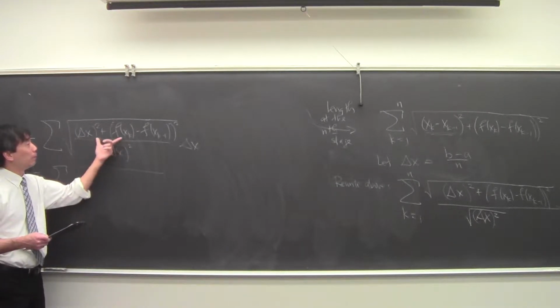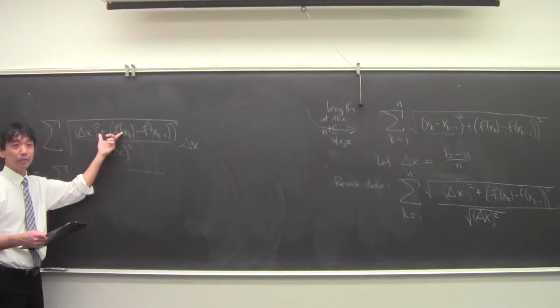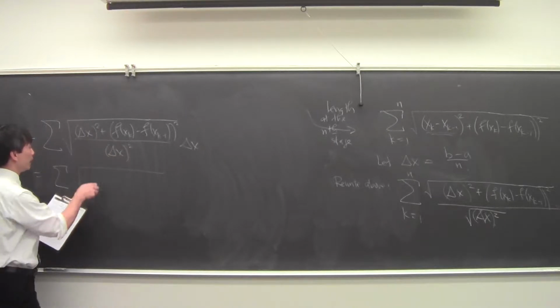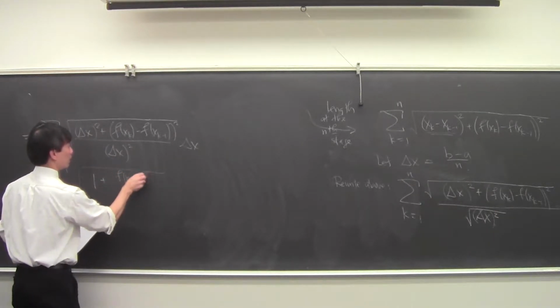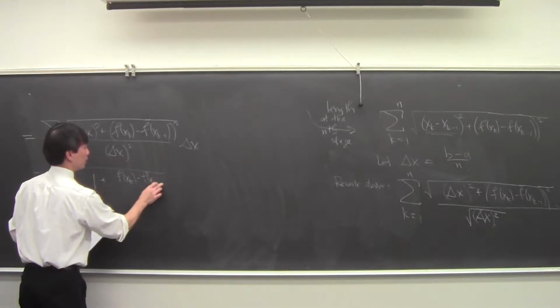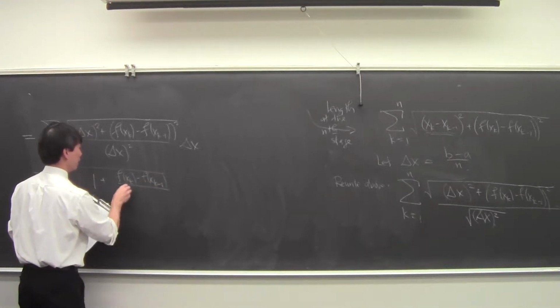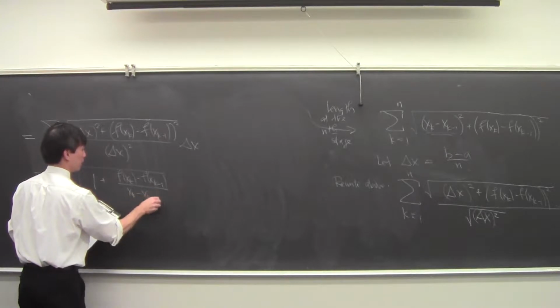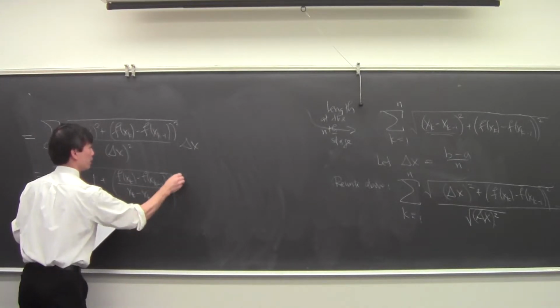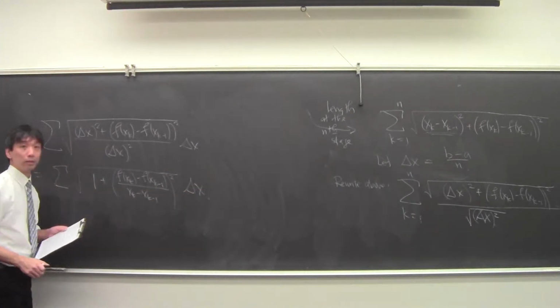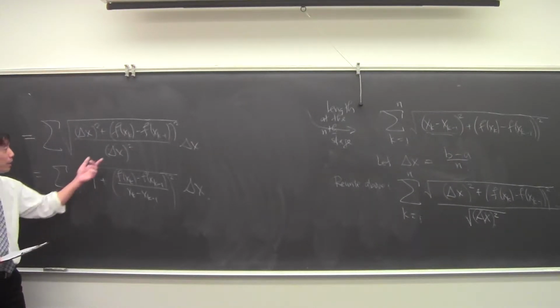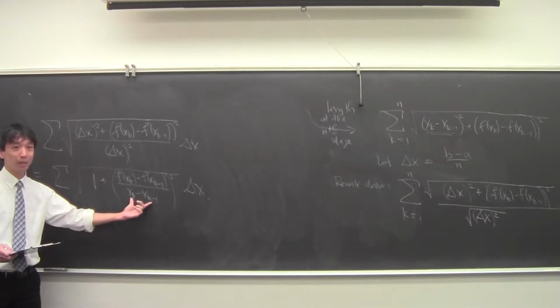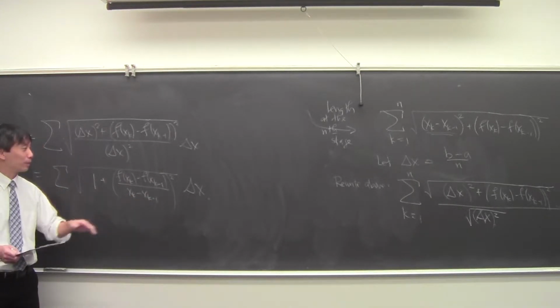Well, I'm going to break this fraction into two parts. It'll be 1 plus this thing over this thing, squared, times delta x. So I switch this back into this form. It's the same thing, of course.